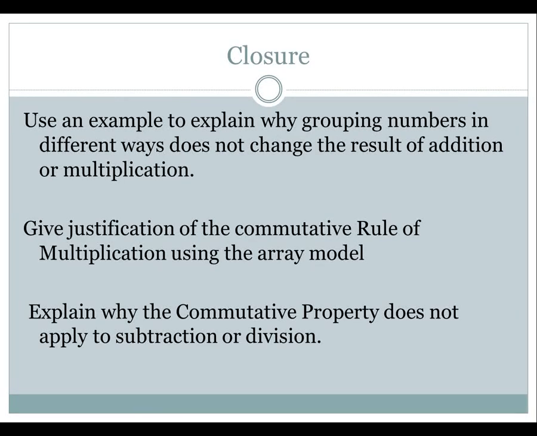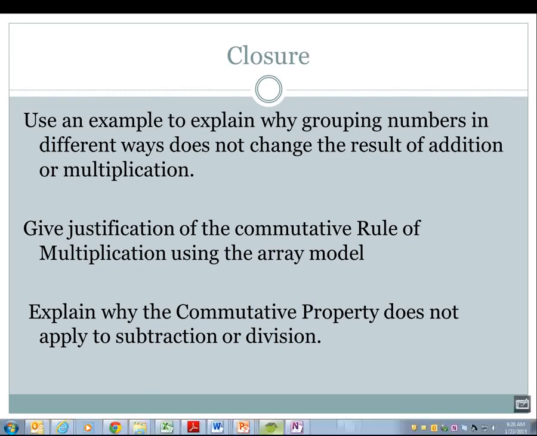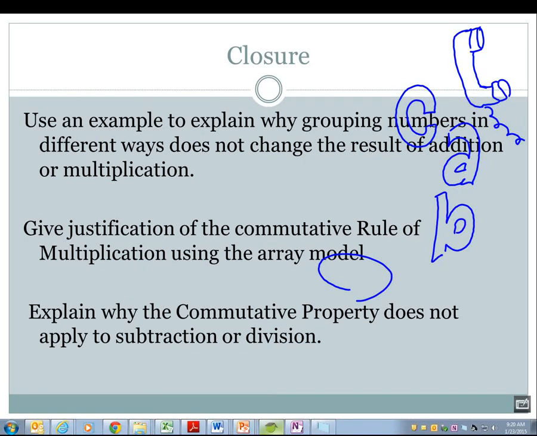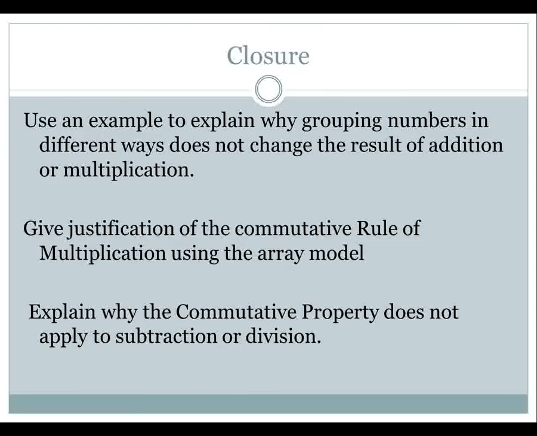So here's what I want you to do. Use an example and explain why grouping numbers in different ways does not change the result of addition or multiplication. Give justification for the commutative rule of multiplication using an array model, and we'll talk about that. Explain why the commutative property does not apply to subtraction or division. So we've done the lesson. I want you guys to sum it up.